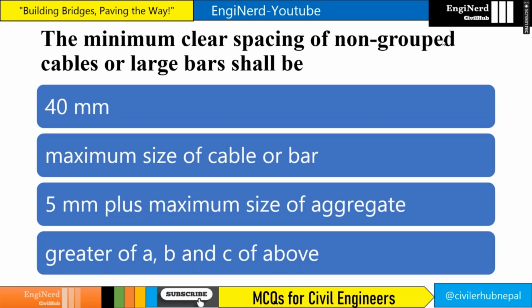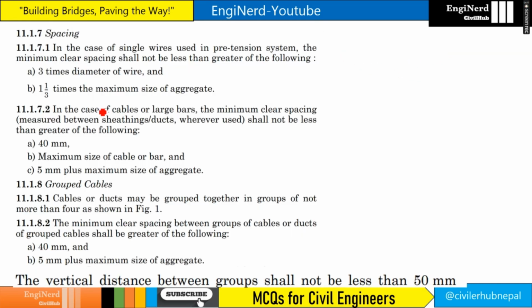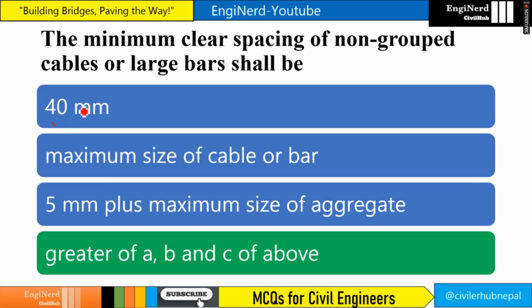Right? So the minimum clear spacing of non-group. So it's asked for non-group. Let's see. In the case of cables or large bars, the minimum clear spacing shall not be less than the greater of the following: 40 mm, maximum size of cable or bar, and 5 mm plus MSA, the maximum size of aggregate. So you can see 40 mm, maximum size of cable or bar, 5 mm plus MSA. So the greater of A, B and C above is our answer.